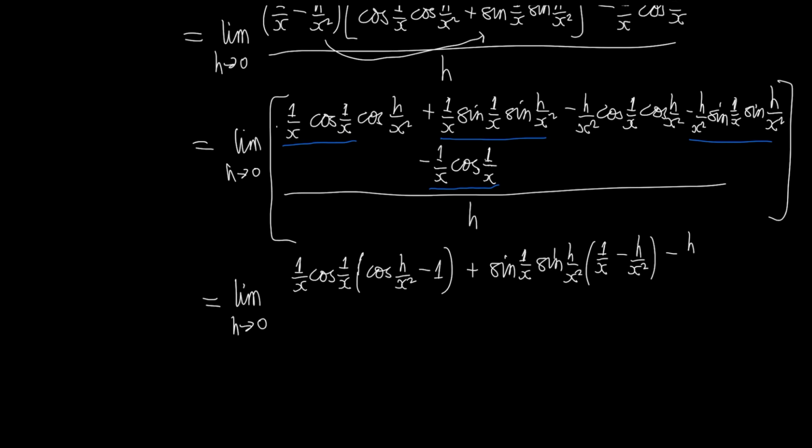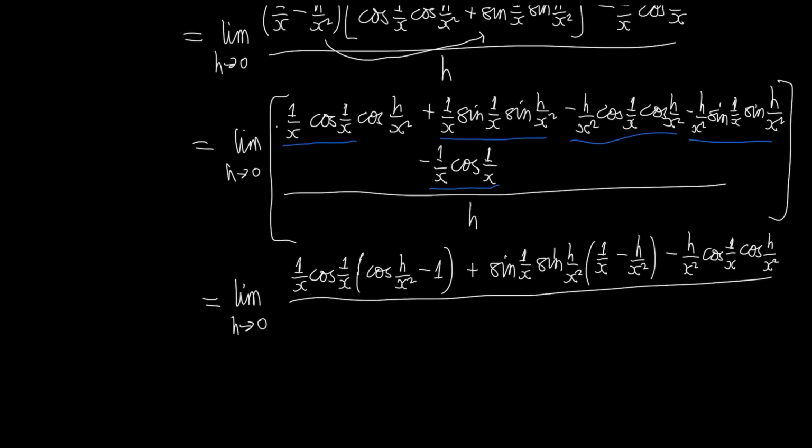And lastly, we have this term on the end, h over x squared cos 1 over x cos h over x squared. So that should be all the terms dealt with for now. And we divide by h.